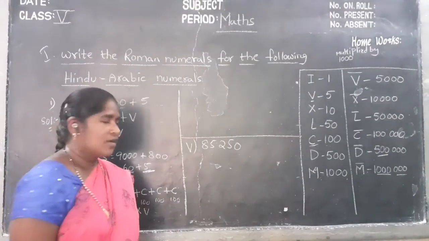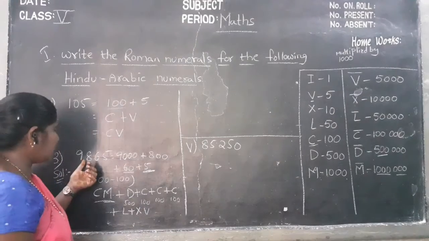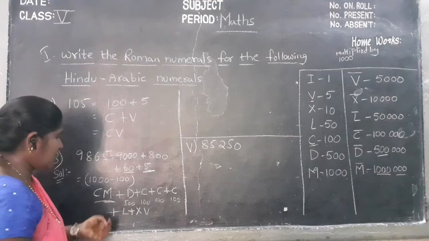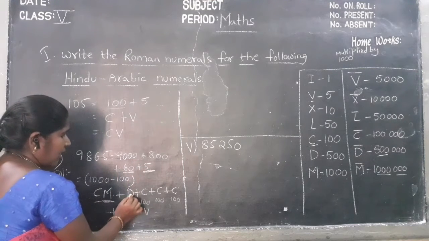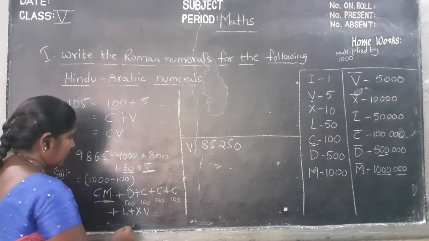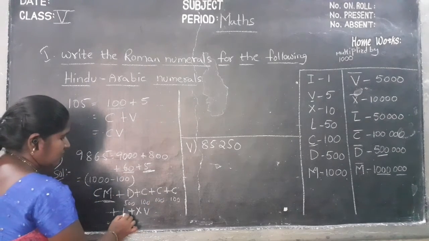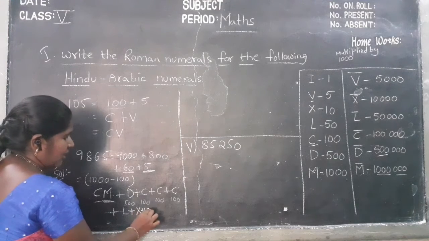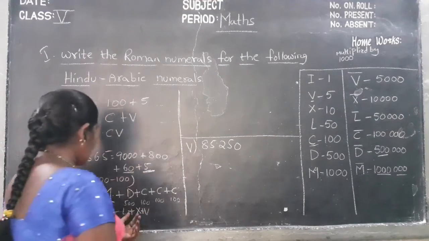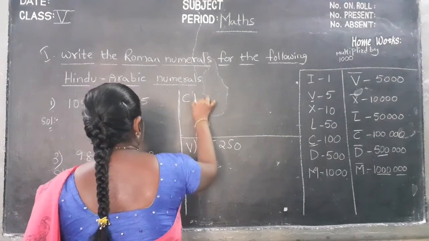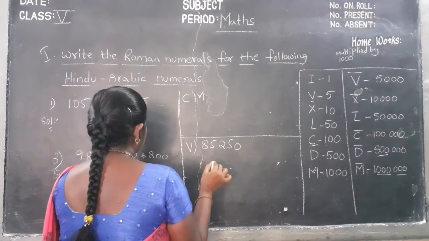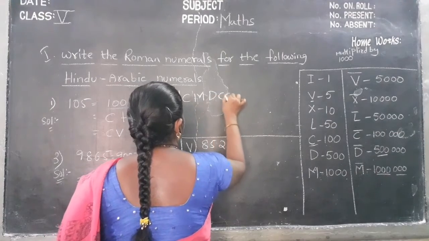See children, how to write 9000? We write 1000 minus 100, that means CM. And next 800 means 500 plus 100 plus 100 plus 100. Again we have 60, which is L plus X. And again we have the number 5, the Roman numeral V. So what is the total answer, children? CM means 900. DCCC means 800.